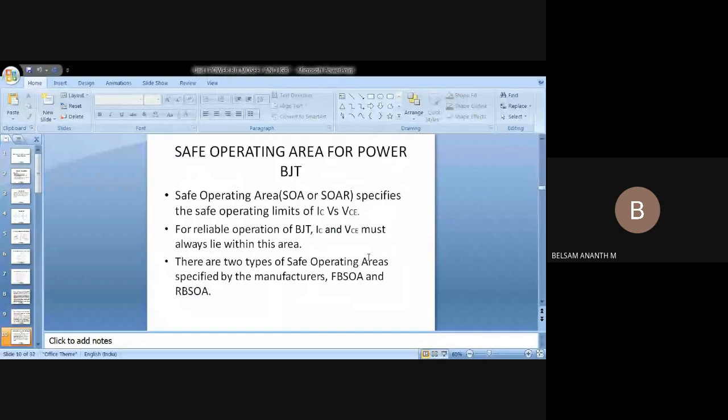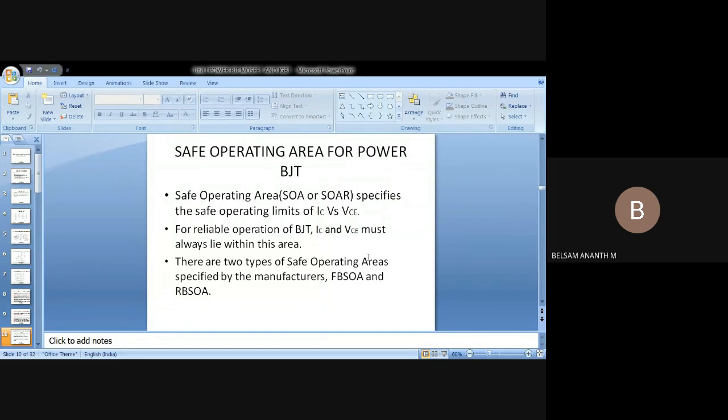Safe operating area applies not only to the power BJT; for every device we speak about the safe operating area. It is a particular region where the device operates correctly, which limits the collector current as well as the collector emitter voltage on your BJT. For reliable operation, collector current and collector emitter voltage must always lie within this area. That means the characteristic values must lie within the range of the safe operating area.